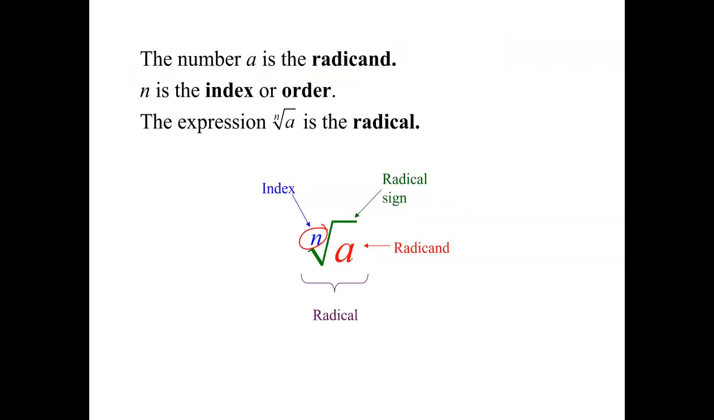So just some vocab. That number in the front we call the index. The index is going to correspond with the exponent when you're doing that inverse relationship. So the inverse of square rooting is squaring. The inverse of cube rooting is third power. The inverse of fourth rooting is fourth power. We've got our radical sign, and then the inside part is called the radicand, whether it's a number or an expression. The whole thing together is a radical.